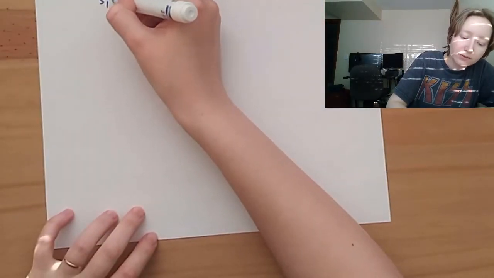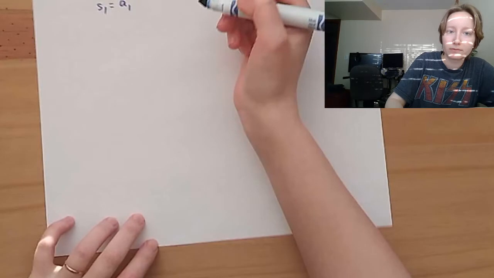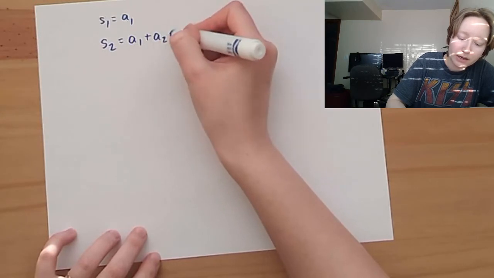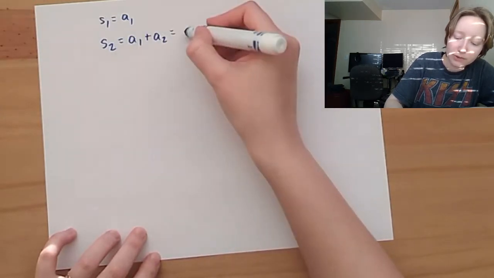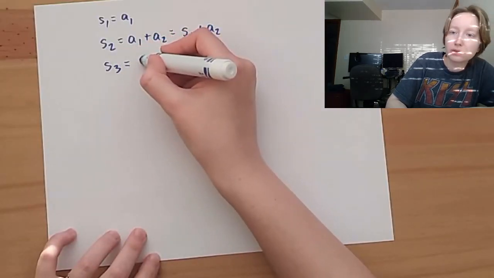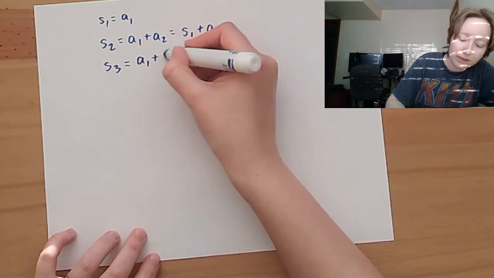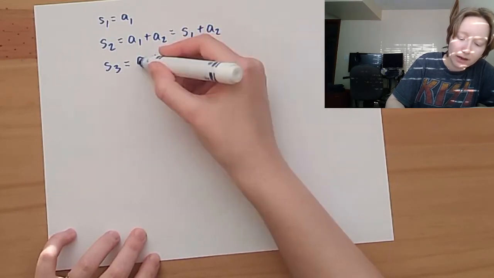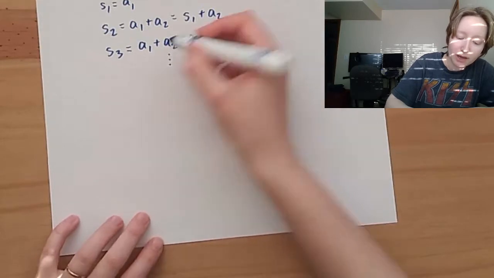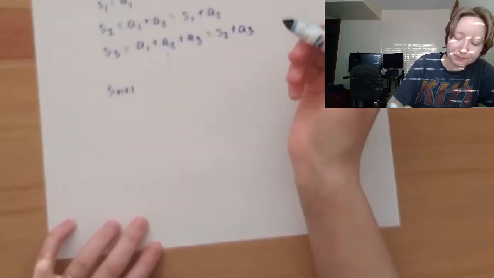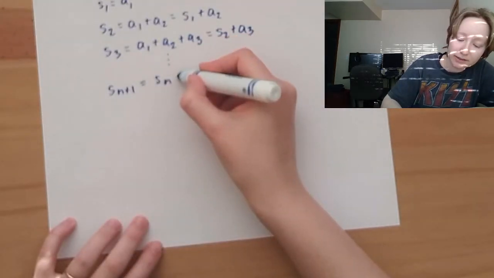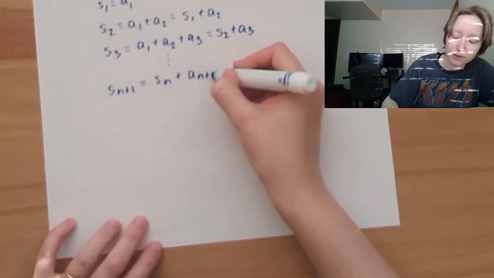So we remember that the first partial sum is just the first term. The second partial sum is the first two terms. And if A1 is equal to S1, then S2 is equal to S1 plus A2. Then if I continue this pattern, S3 is going to be equal to A1 plus A2 plus A3. And A1 plus A2 is S2, so I have S2 plus A3. And so if I continue on this pattern, I'm going to get S sub n plus 1. That's equal to S sub n, the previous partial sum, and I'm adding to it A sub n plus 1.